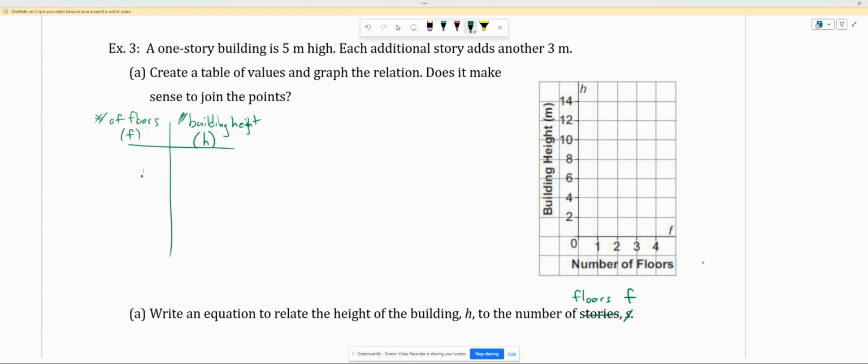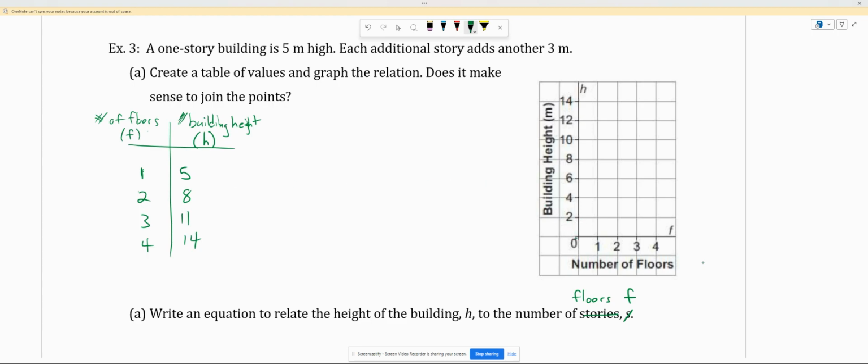We're going to be putting in the 0 floor. When we have 1 floor, we had 5 meters. And then it says as you go up, you increase by 3. So 2 floors, I'm going to have 8 meters. 3 floors, I'm going to have 11. 4 floors, I'm going to have 14. You get the idea.